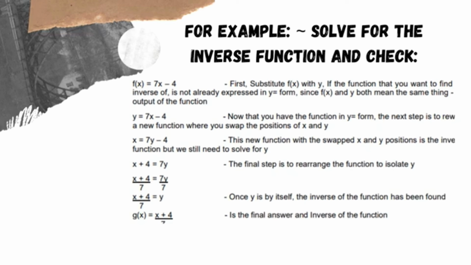So it will turn to (x plus 4) over 7 equals 7y over 7. Now we can eliminate 7. So it will be (x plus 4) over 7 equals y. Once y is by itself, the inverse of the function has been found. So it will be g(x) equals (x plus 4) over 7, and that is our inverse of the function.